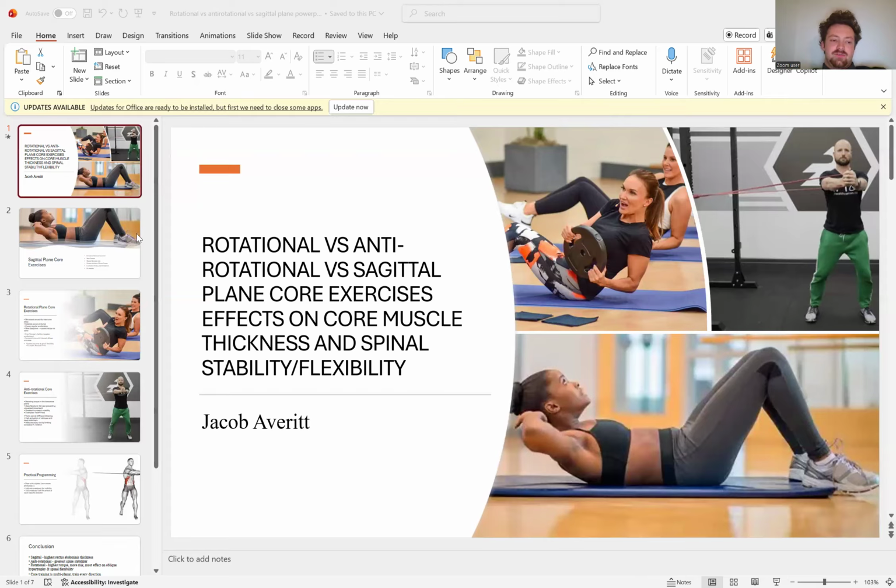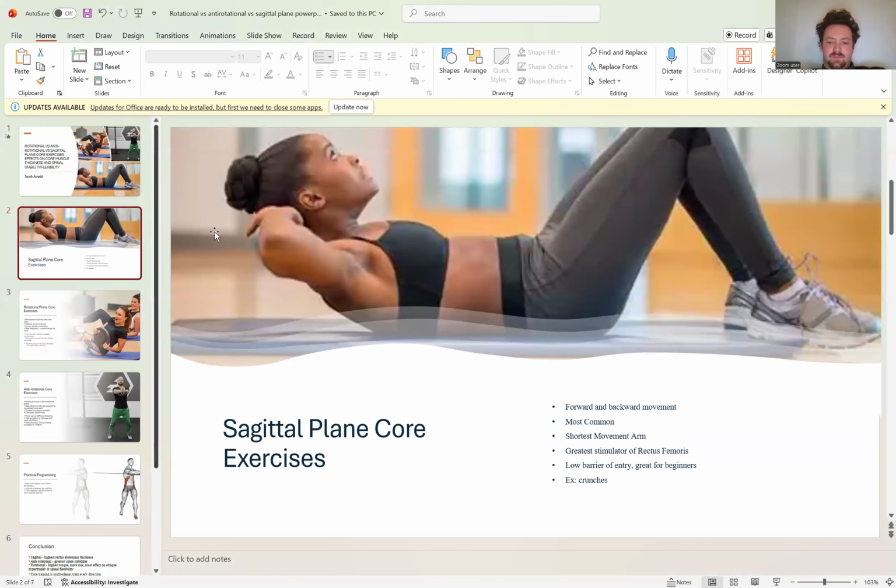So jumping right into the sagittal plane exercises. The sagittal plane is any movement going forwards and backwards. These movements are the most common by the general population. Obviously, you will go to any gym in the world and you will see sit-ups, crunches, a toe touch, anything like that. If I ask a kindergartner to do a sit-up, they'll pretty much know what a sit-up is.